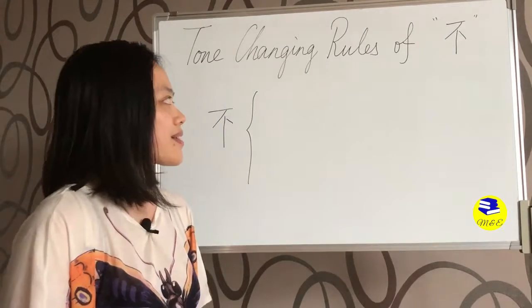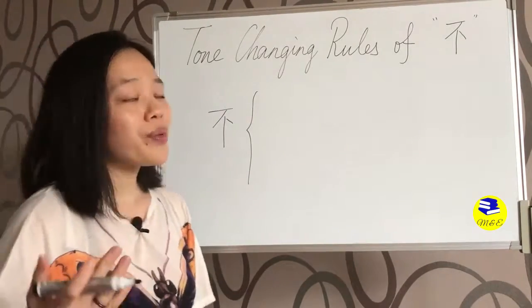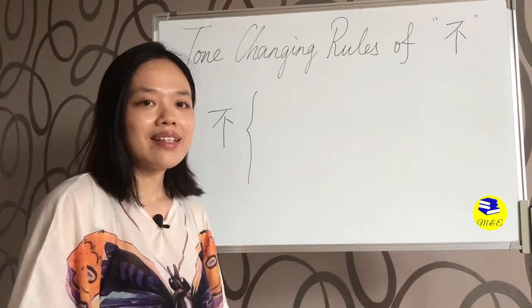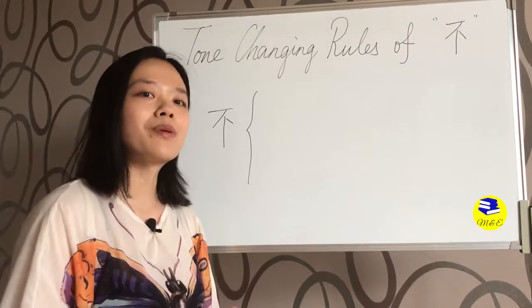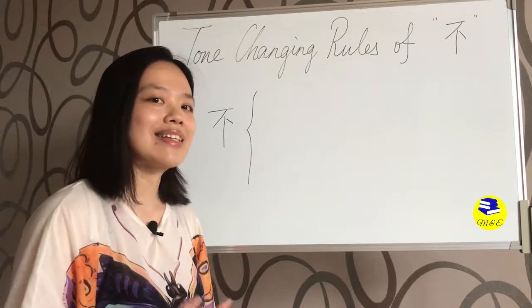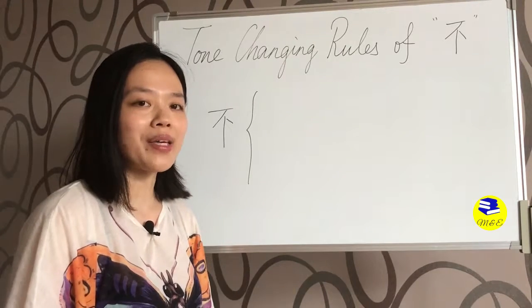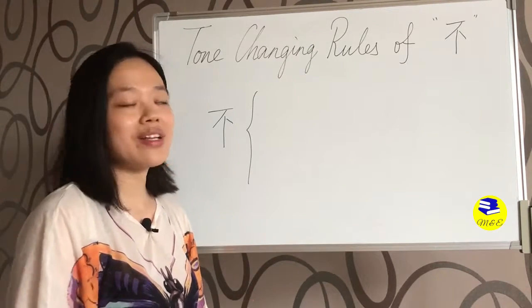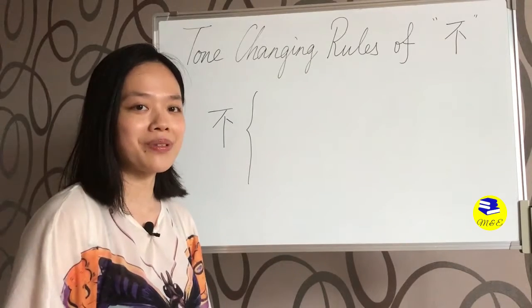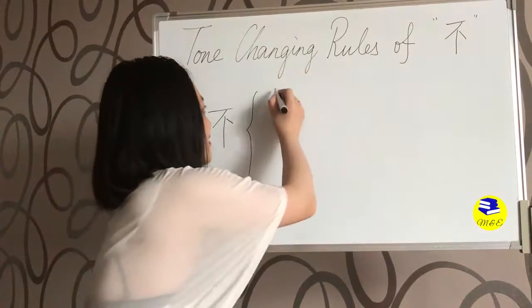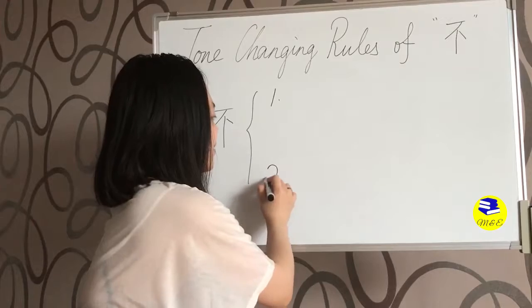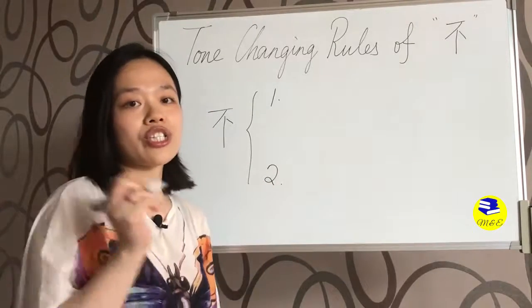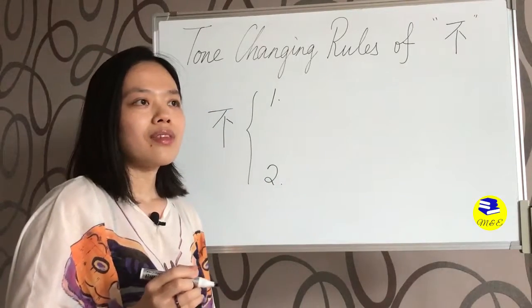Okay? So, compared with character yi, you may think character bu's tone changing rules is easier. Why? Because it only has two changing rules, tone changing rules. Okay? Two changing rules. So, what are they?